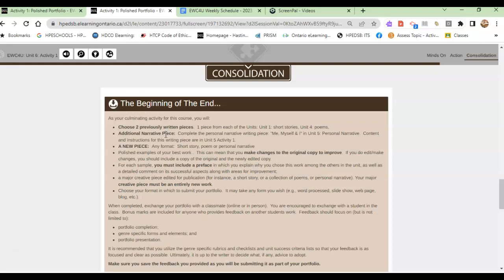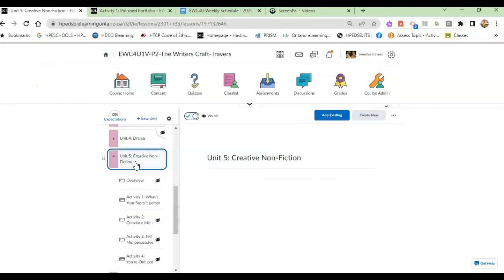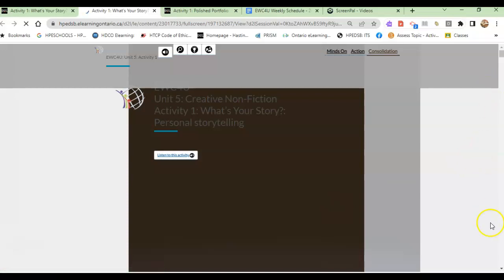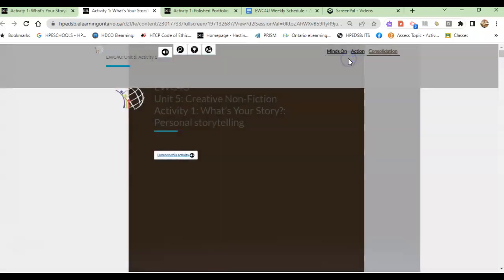The second one is an additional narrative piece. In Unit 5, there is an activity that we didn't get to because we simply ran out of time, so I thought I would include it as part of the portfolio. A narrative piece is something that comes from your own experiences, something you'd like to talk about from your own personal perspective. And in Unit 5, Activity 1, there is information as to what this assignment is all about.